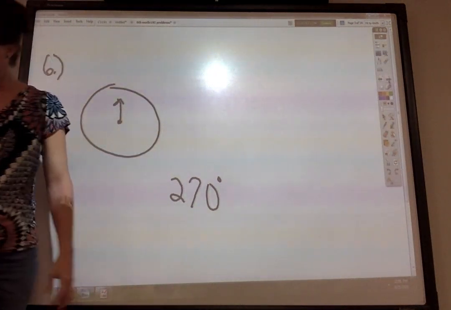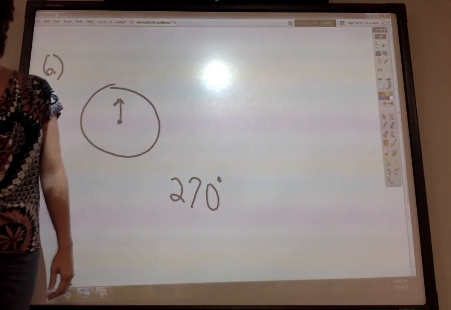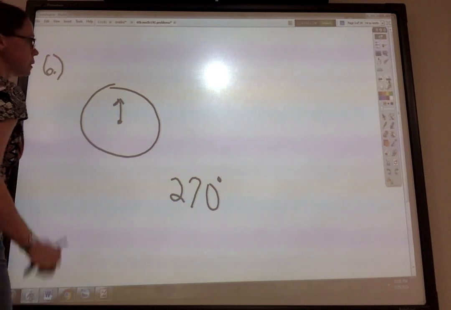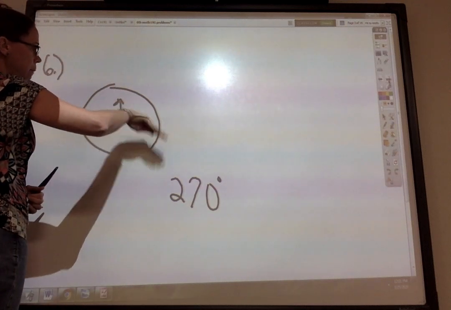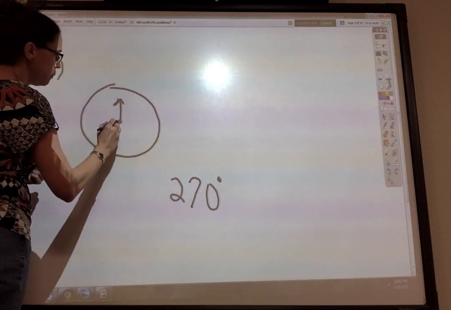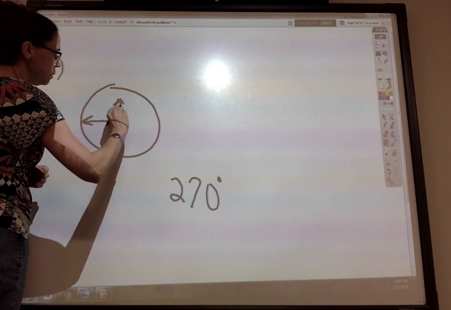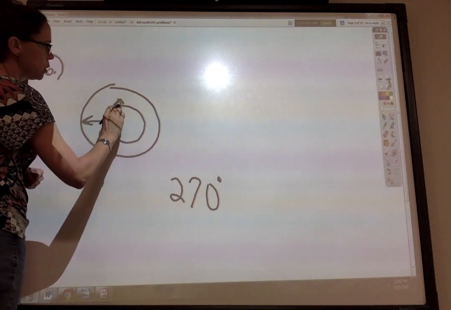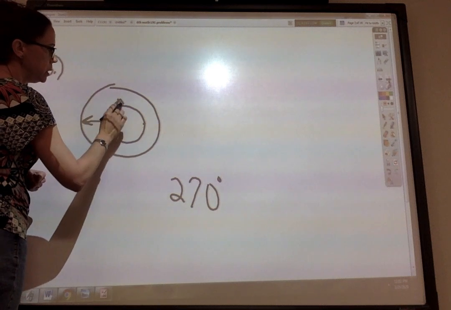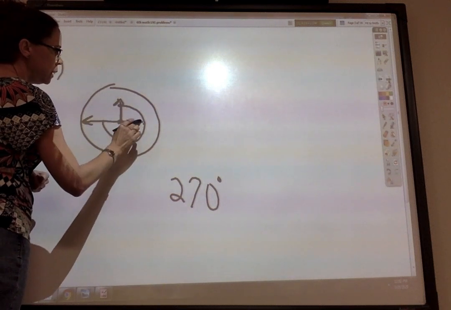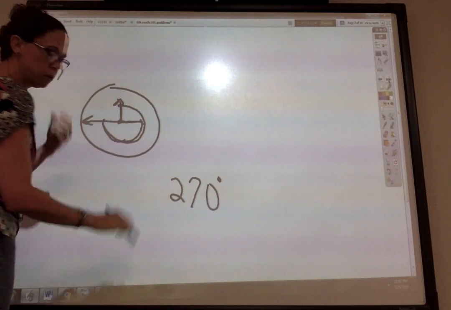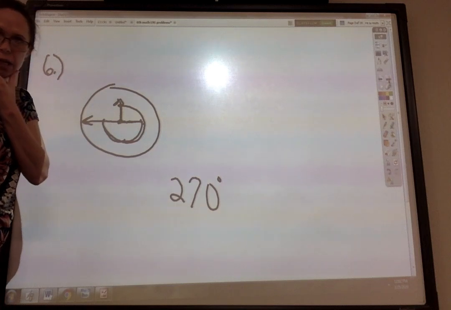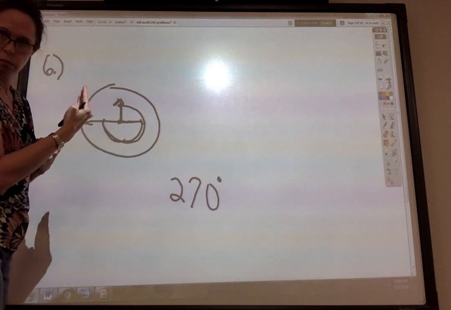Next, number 6. How many degrees does the minute hand of a clock turn in 45 minutes? I pictured my minute hand pointing straight up, and then I made it go 45 minutes. From here to here would be a 90-degree angle, and then another 90 to get here, that's 180, another 90 to get here, so that gives me a 270-degree turn.